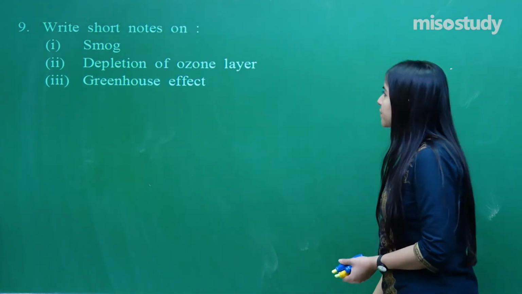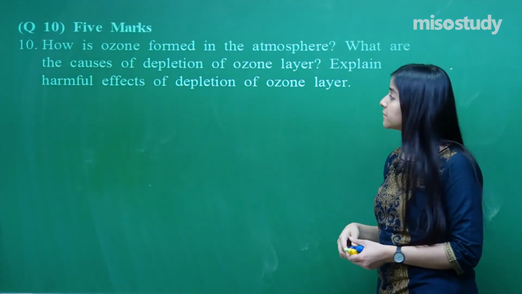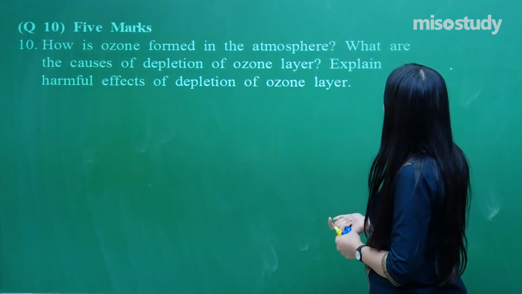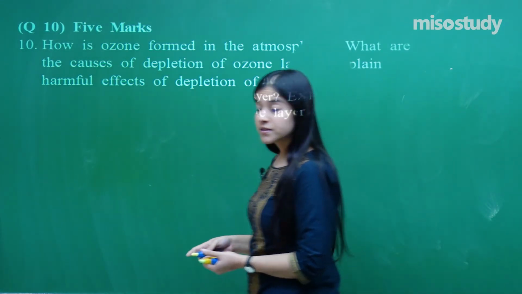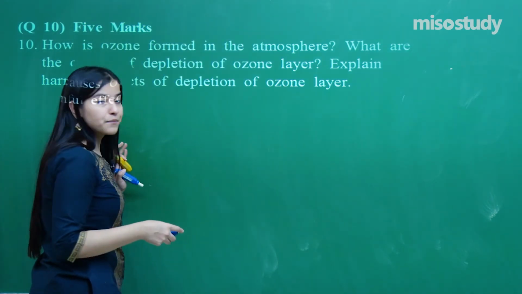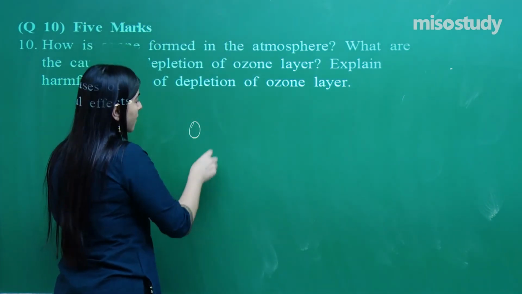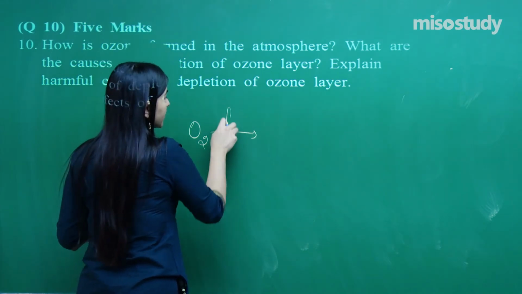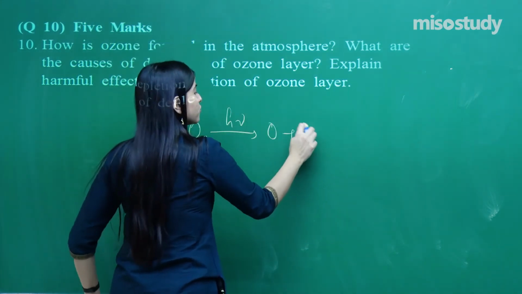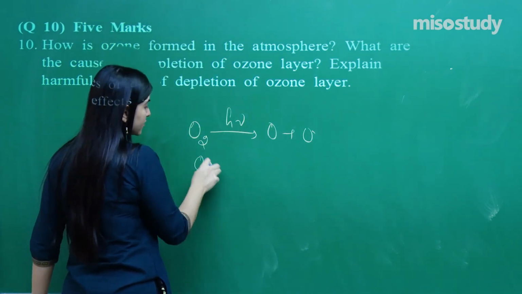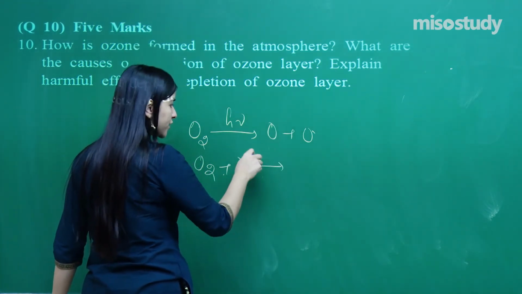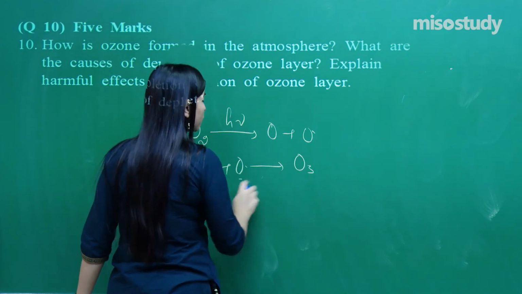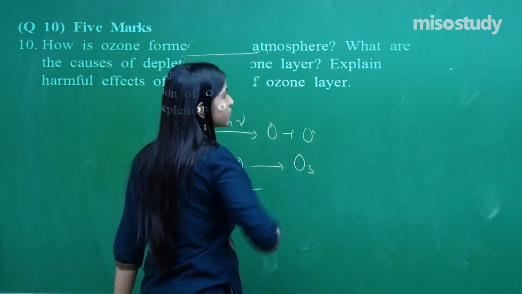Now comes question number 10. 5 mark question. How is ozone formed in the atmosphere? What are the causes of depletion of ozone layer? So, how the ozone is formed, tell me. Basically oxygen in the presence of sunlight gets broken into atomic oxygen. Then this oxygen combines with another molecule of oxygen, and it gets converted into ozone. That is how the ozone is formed first of all.